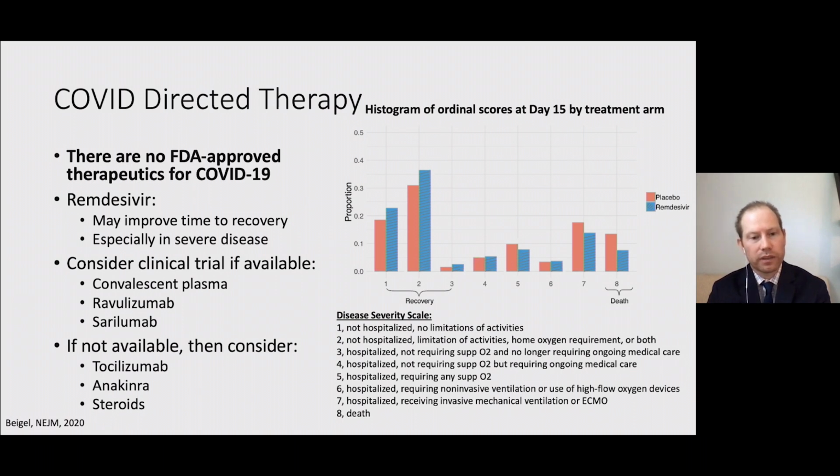Otherwise, I think it's important to consider patients for clinical trials if they're available, and if not available, to consider the use of off-label anti-inflammatory agents, whether that's tocilizumab, anakinra, or steroids.